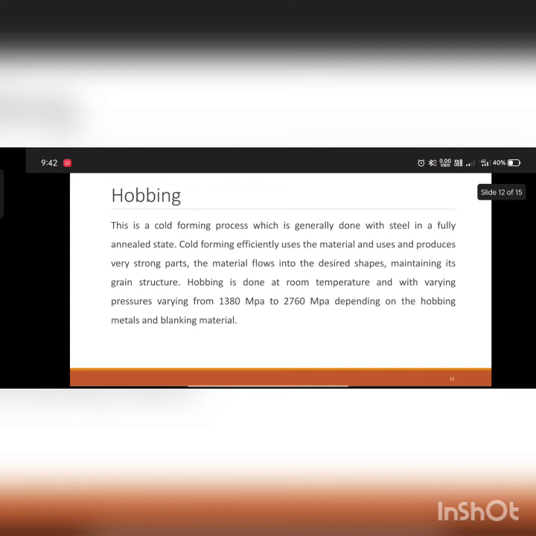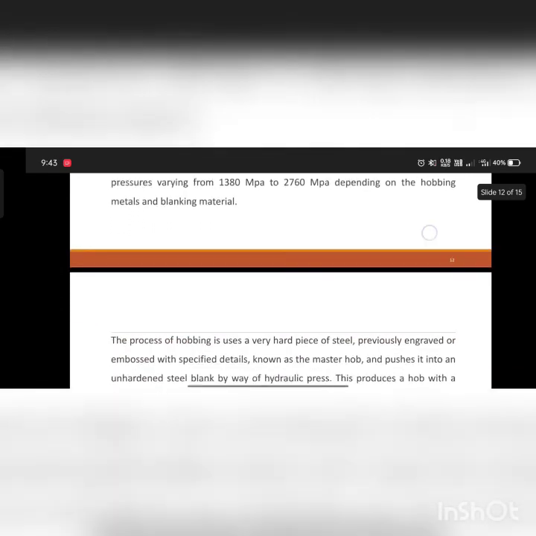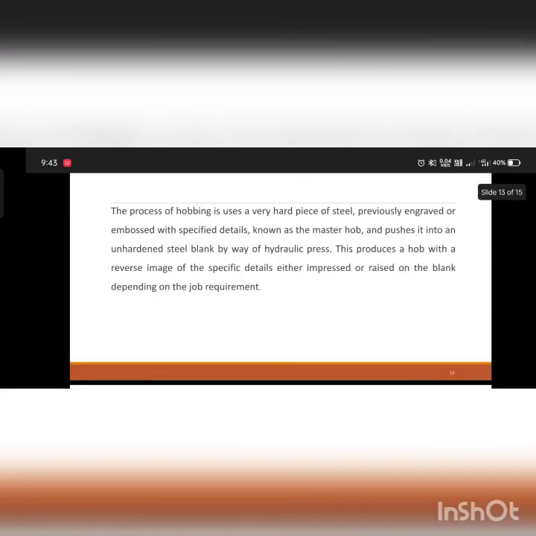So this is one of the best methods to make the desired parts with very good grain structure. And we are mainly doing hobbing at room temperature with pressures varying from 1380 MPa to 2760 MPa, depending on the metals and the blank material. Now we can look at the process of hobbing, how it is done on various metals and pieces.